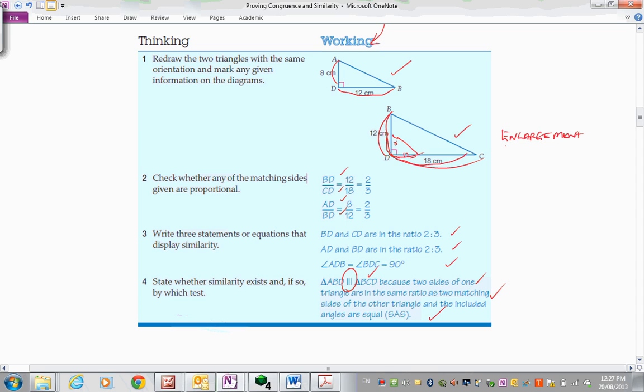What you're trying to do is show that they can be nested and that there is a transformation called enlargement that will produce one from the other. And you would have equal angles as a result of that also. So you could say the angle up there is the same as this one, and this angle here is the same as this one. So you can get some extra information about the triangles from that.